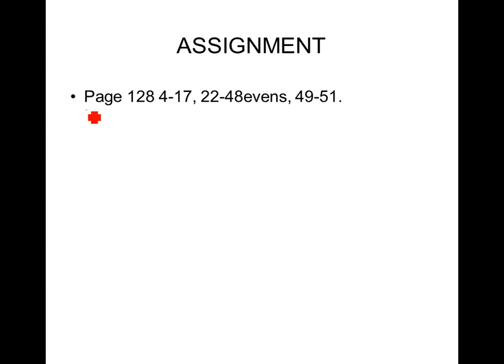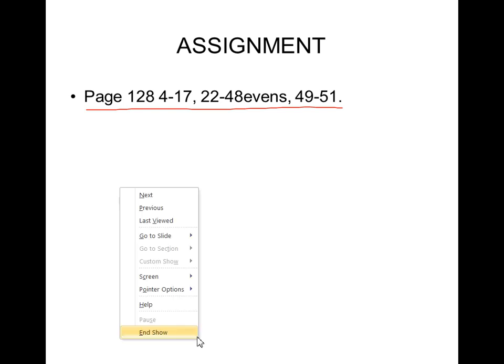Again, your assignment, page 128, 4 through 17, 22 through 48, the even numbers, 49 through 51.